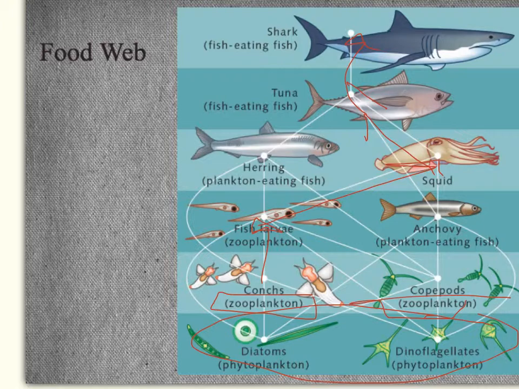Or we can go over here from a diatom to a plankton-eating fish, and then that fish will go to the squid, and the squid could then go back up to the big fish, to the tuna. Or we could go from the dinoplankton to the copepods to the herring, and then all the way up to our top dog here, which would be that shark. So you can see how these individuals are related to one another.